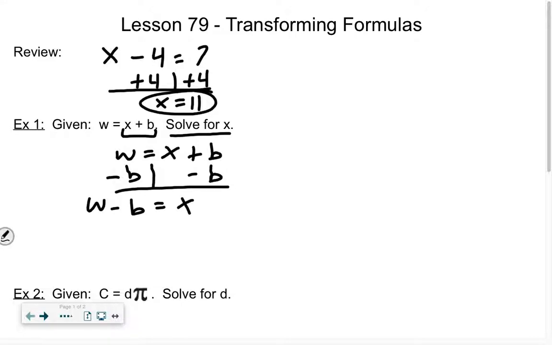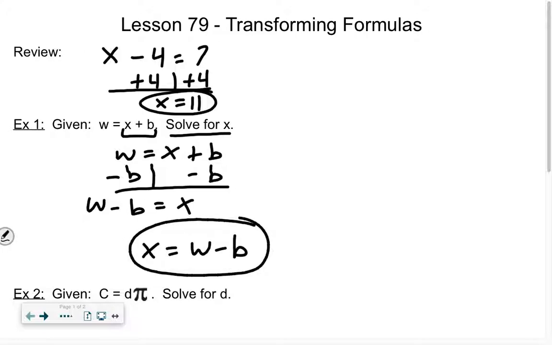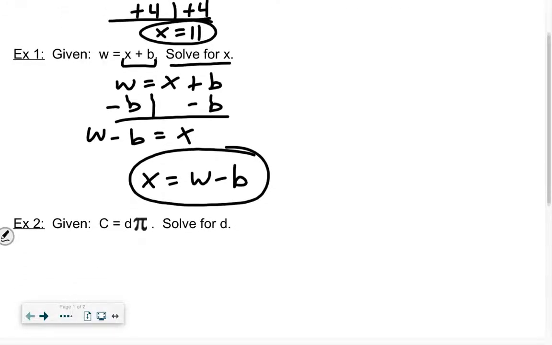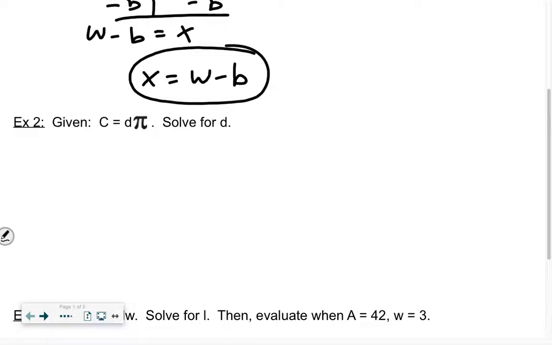And again, they're just variables. You can't simplify those, okay? We can't take 7 plus 4 to get 11 in this case. So we're just going to leave it w minus b. And if you want to, you can write the x first, and then just write w minus b. So that's going to be the problems for today. It's just simply doing the same process that we've been doing, except now instead of using values, we're just going to simply do it with the variables.